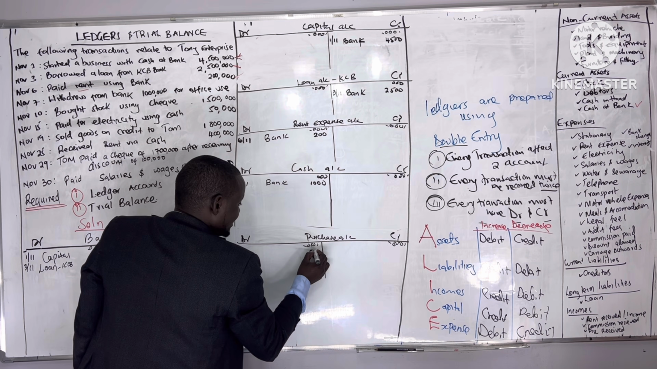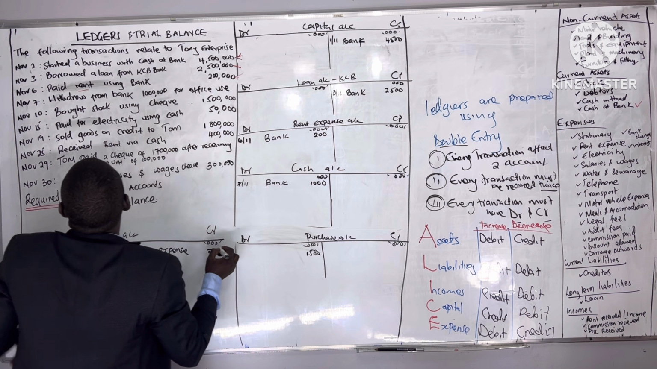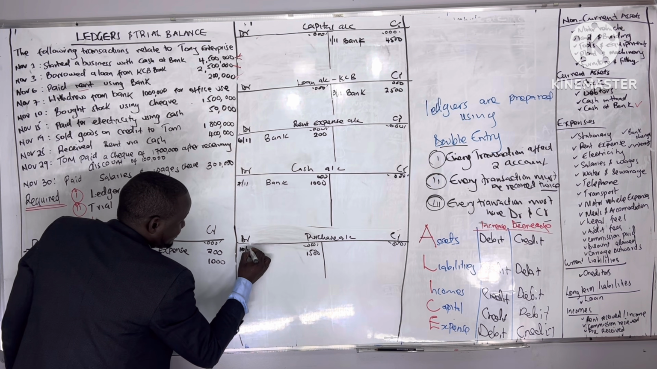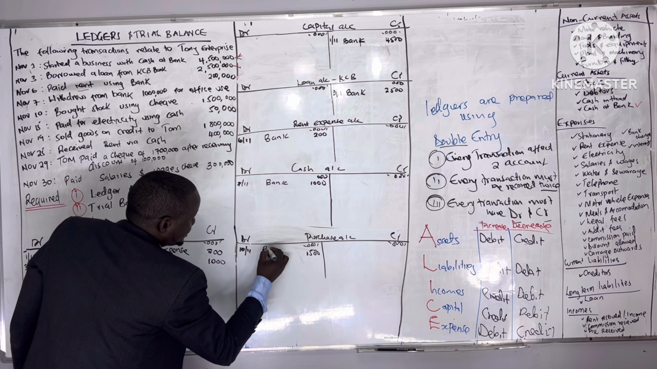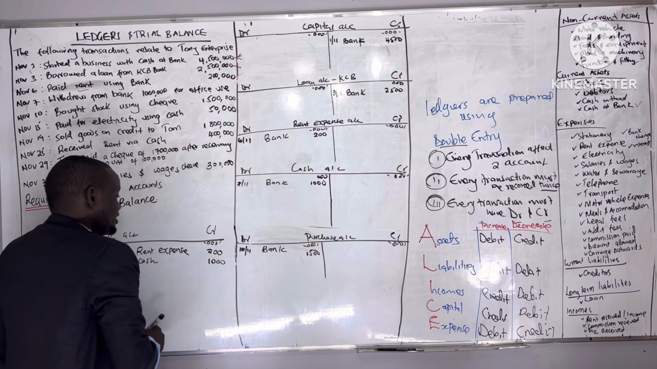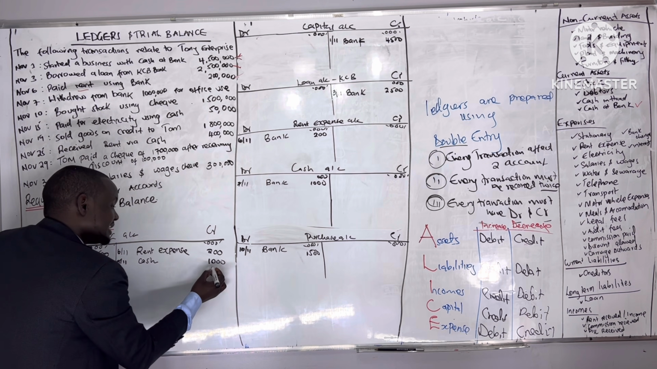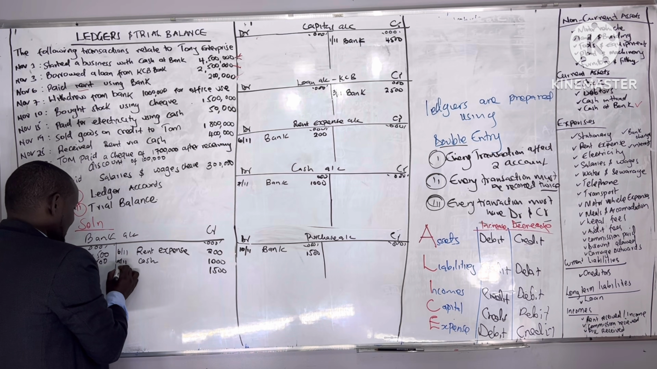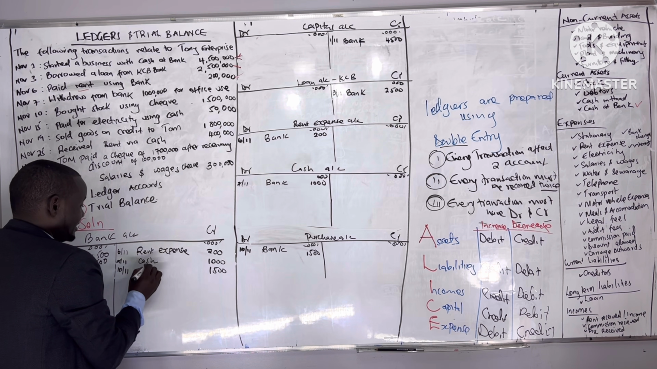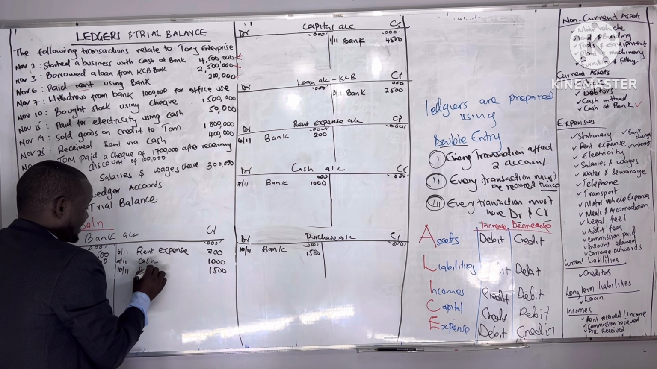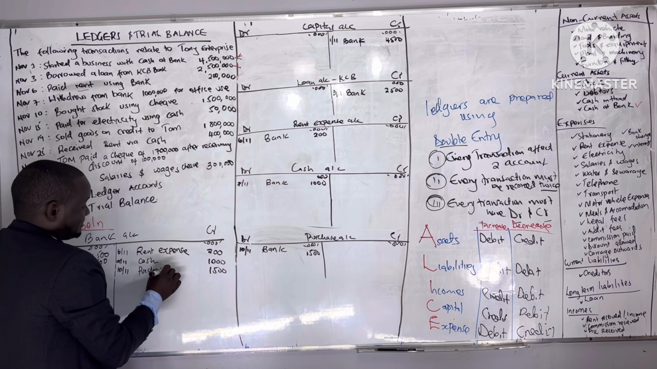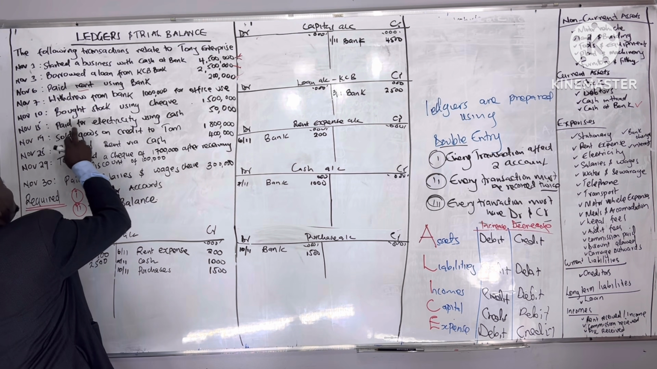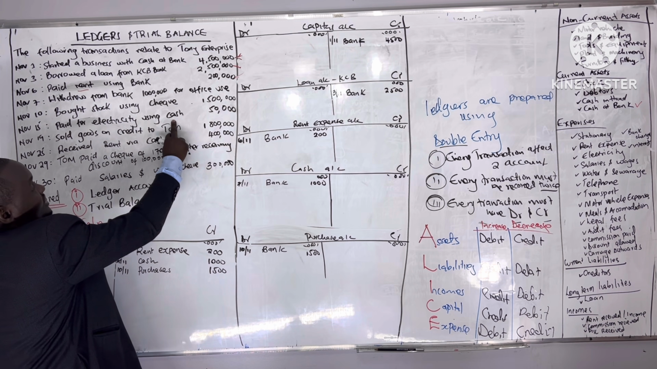So I have 1,500. This was bought on 10th November. This was bought using what? Bank. Then I go to the bank account and credit, the same. I record it twice. I have 10th of November, and I indicate this is purchases. The next one, we are told paid for electricity using cash.